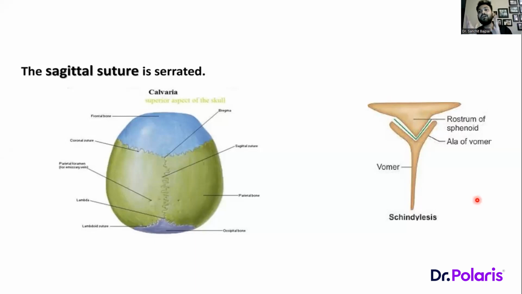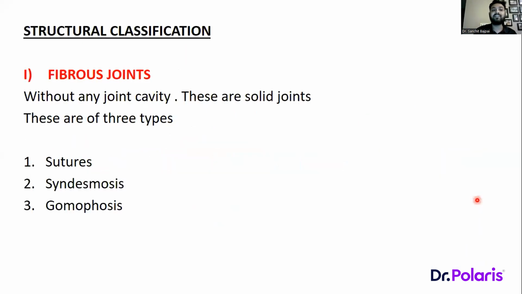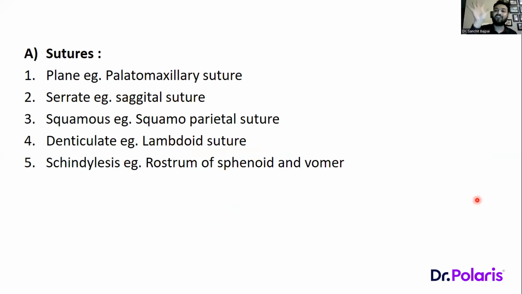Then I went into, again, what exactly is the structure? For structure, I told you the mnemonic CSF: cartilaginous, synovial, fibrous. In fibrous, I went into different varieties. And what varieties did I give you? Again, three: sutures, syndesmosis, gomphosis. And in sutures, I gave you five varieties: plain, serrate, squamous, denticulate, and syndylosis. And I showed you each and every example, how they look.